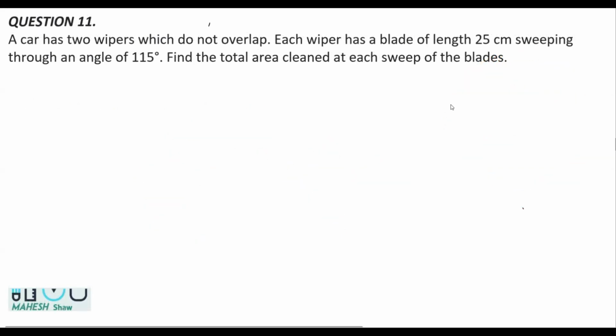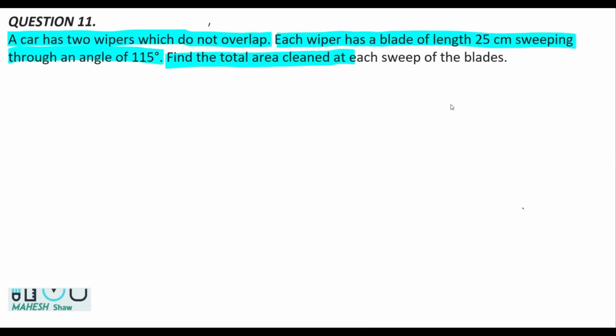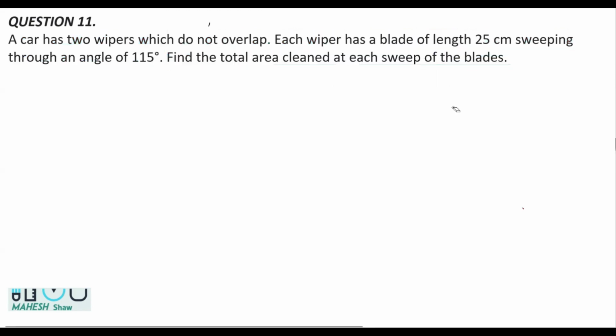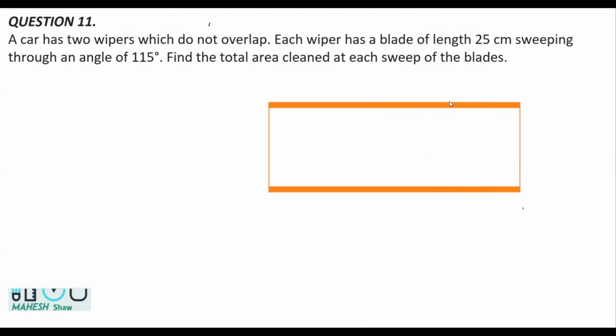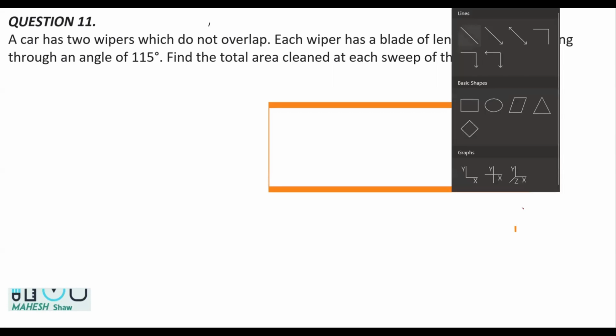In this question, it says a car has two wipers which do not overlap. Each wiper has a blade of 25 centimeters sweeping through an angle of 115 degree. We have to find the area cleaned in each sweep. Now let's say I try making the wipers. Let's say this is the screen, and I mean to say the windscreen.